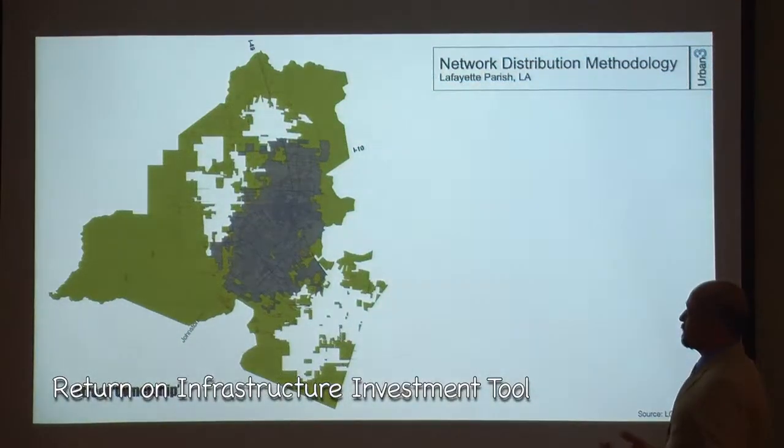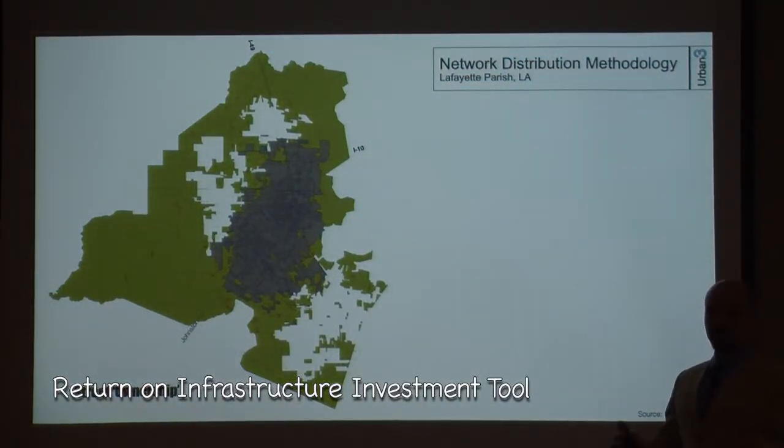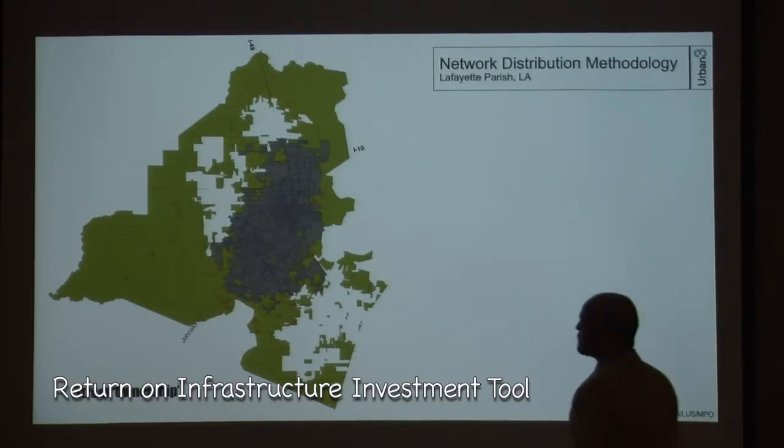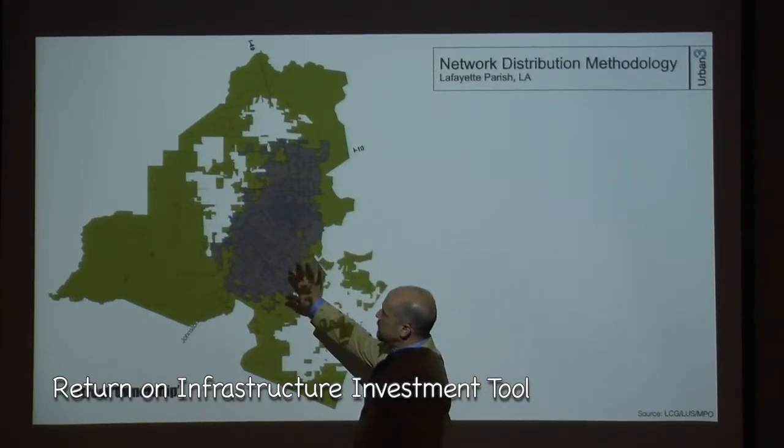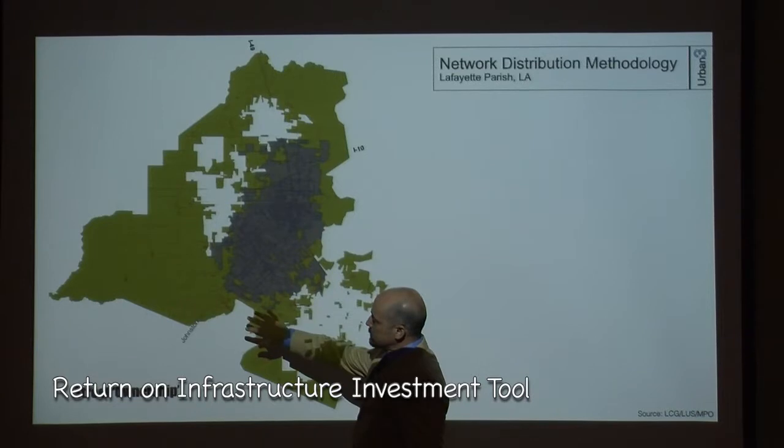Now, why is this important? Well, it's important because of the amount of roads that you have. You have about 5.6 square miles? Yeah. 5.6 square miles of road surface. The city has the majority of the street network in it. The parish has what's left.